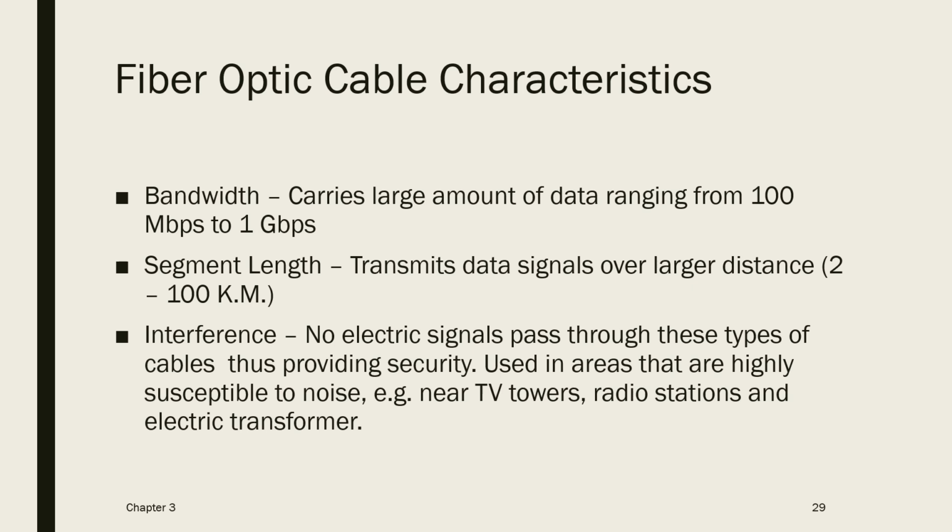So the main characteristics: the bandwidth range starts from 100 Mbps to 1 Gbps and it transmits signals over 2 to 100 kilometers. And regarding interference, no electric signals pass through these types of cables, thus providing high security.